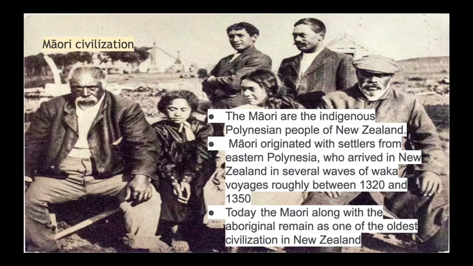Continuing with the Maori civilization, the Maori are the indigenous Polynesian people of New Zealand. The Maori originated with settlers from eastern Polynesia who arrived in New Zealand in several waves of waka voyages roughly between 1320 and 1350. Today, the Maori, along with the Aboriginal, remain as one of the oldest civilizations in New Zealand.